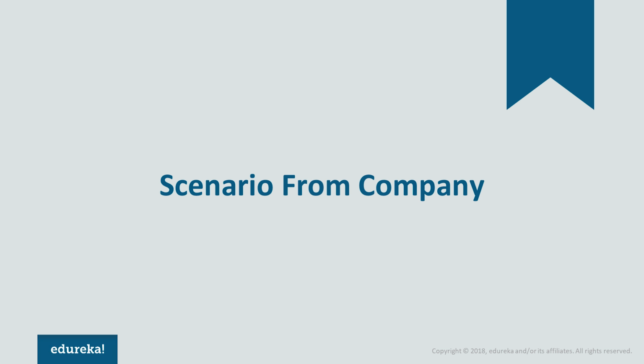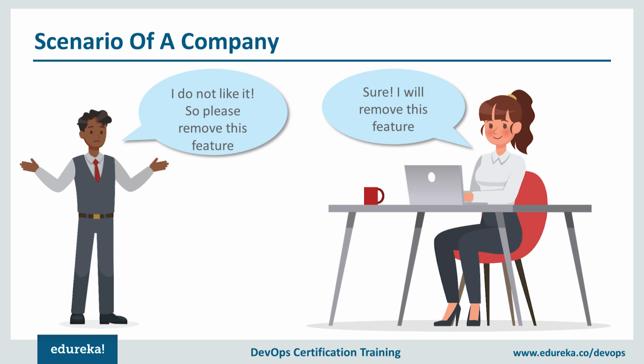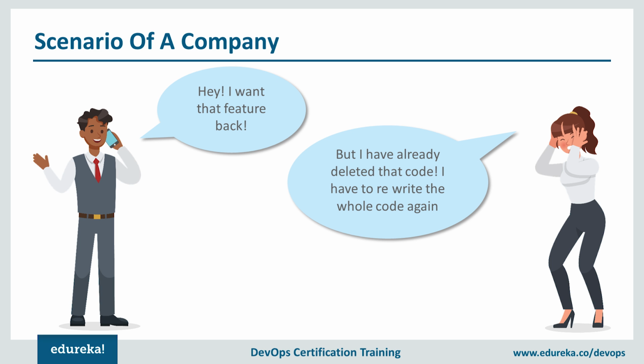So first, let's consider a scenario of a company. Alice is a developer of a company and deals with deploying new features in the UIs created for the clients. Here, she implements a new feature in the UI hoping that her client would like it. But the client doesn't like the feature and asks her to remove it. So as a result, she deletes the code. But after a few days, the client calls her back and asks her to put the feature back. Since the company did not have a version control system, she has to do all the hard work again, rebuild the code and then deploy it in the UI design.